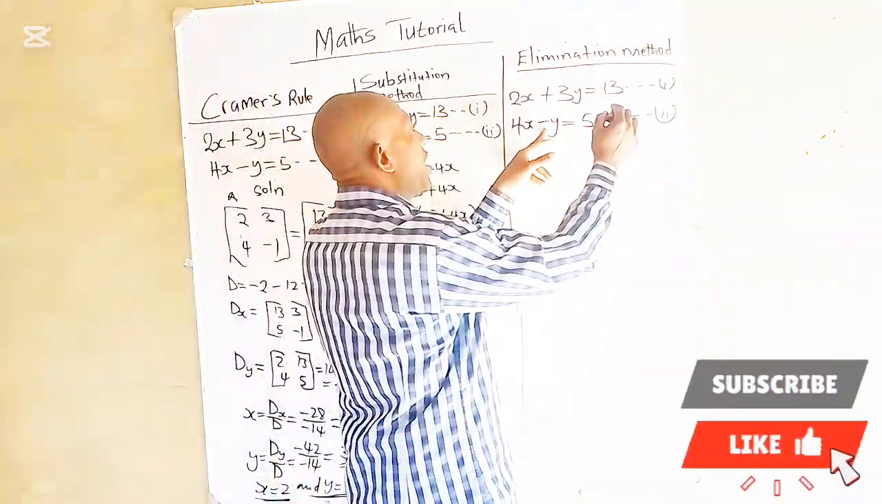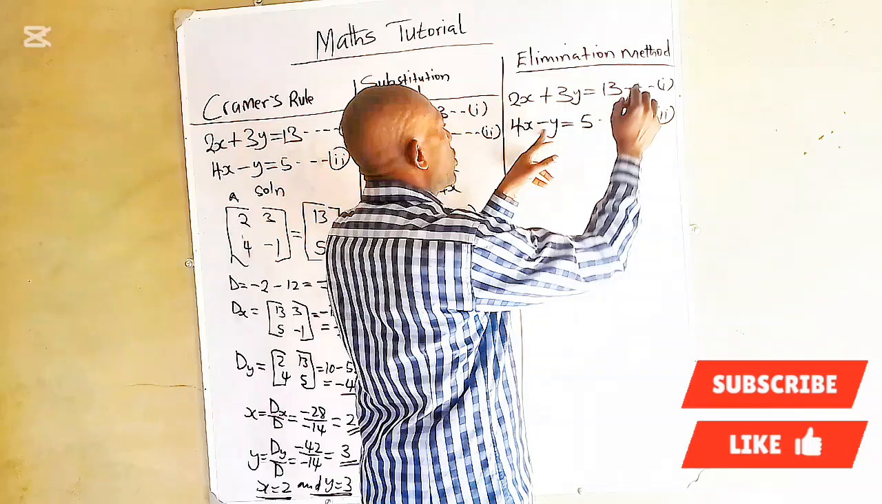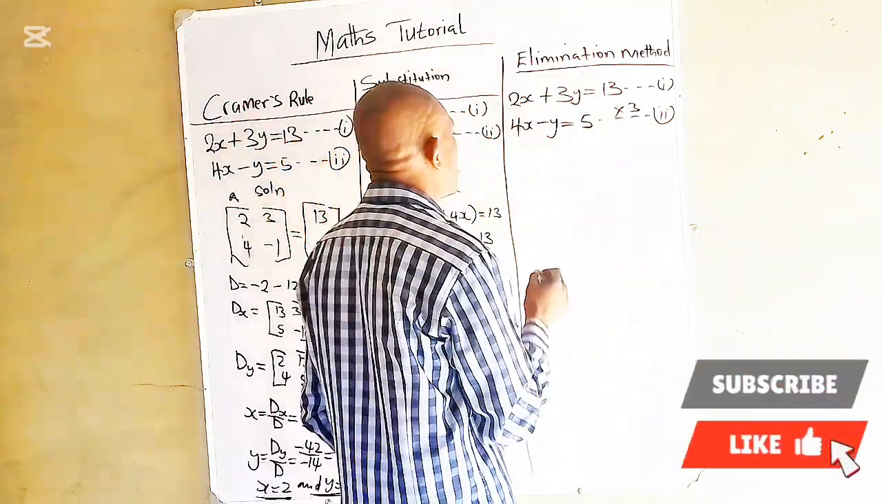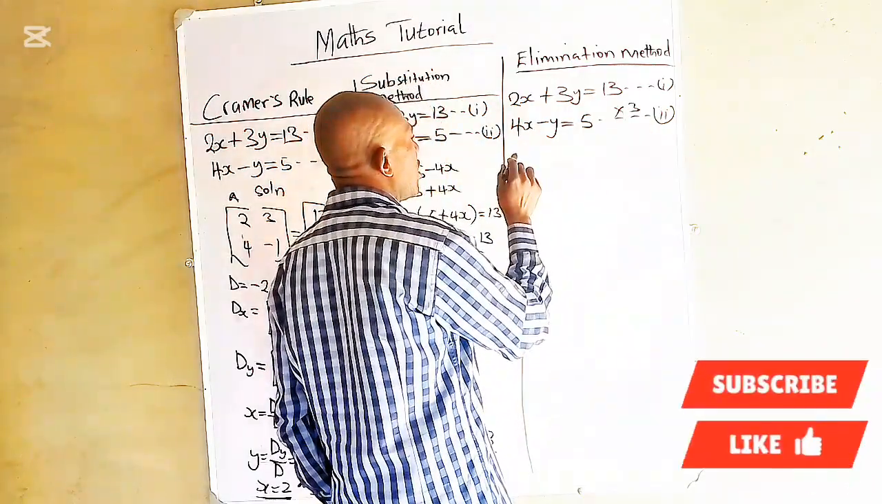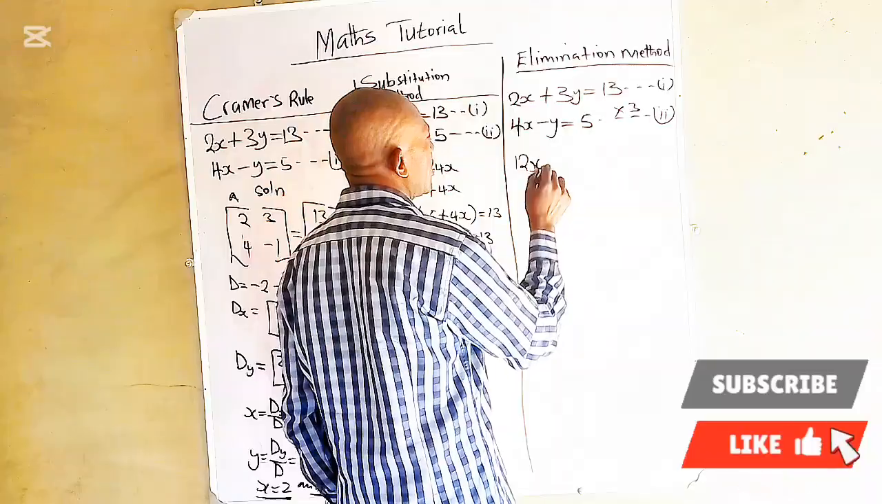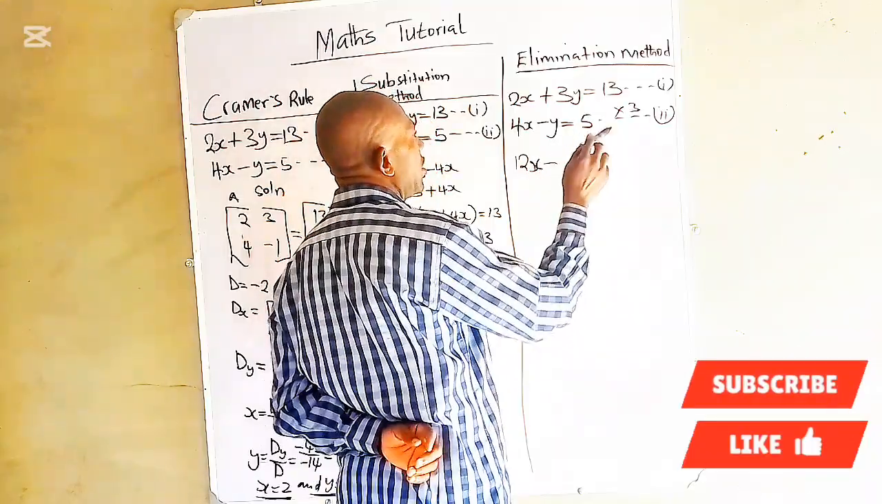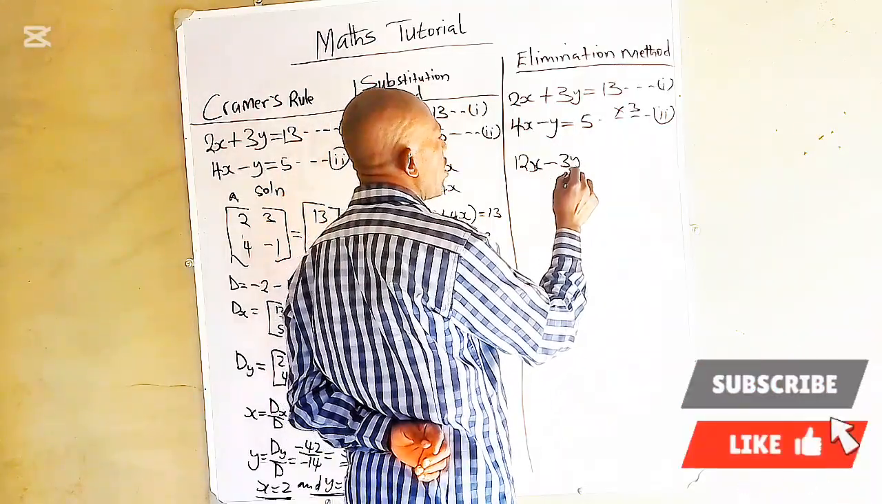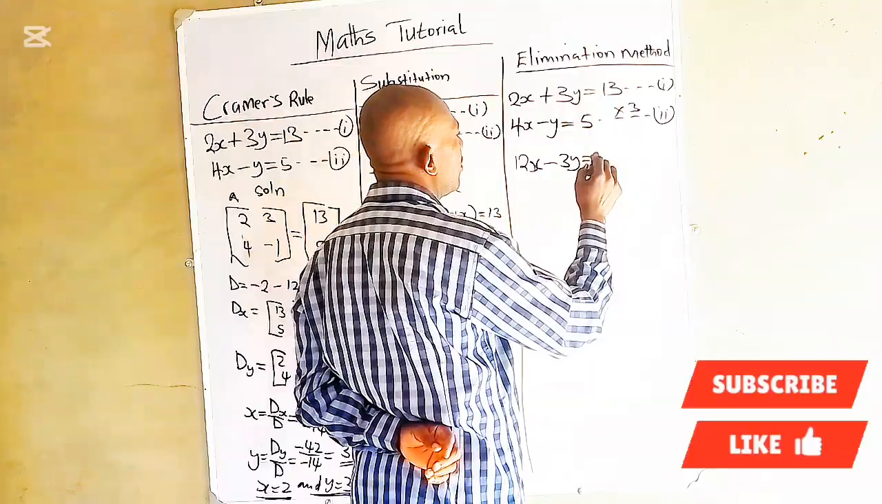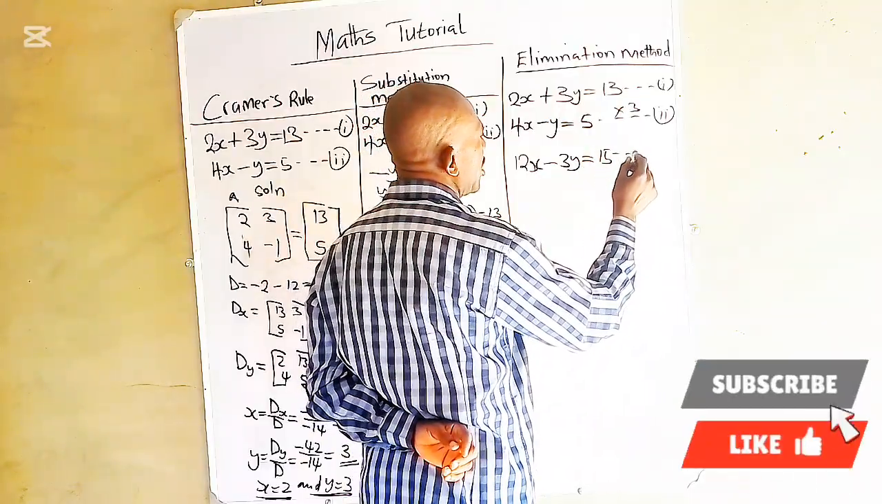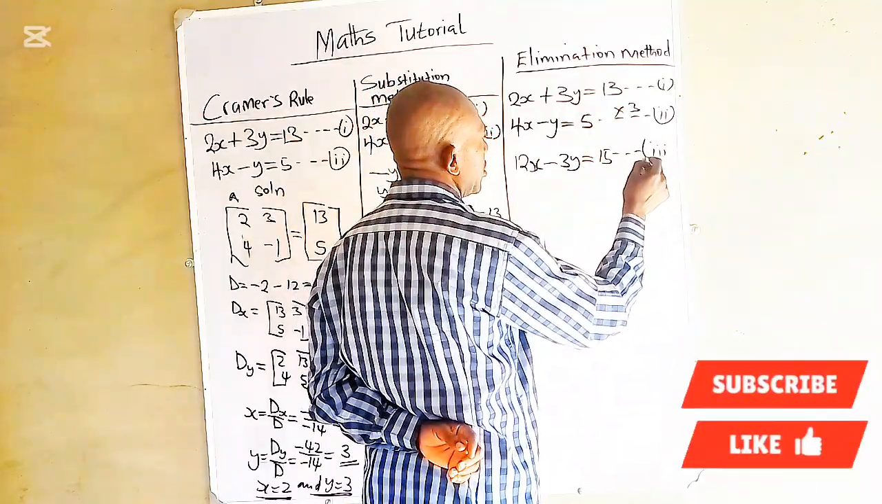So we are going to multiply equation 2 by 3 to form equation 3. So 3 times 4x we have 12x. Then 3 times y we have 3y. 3 times 5 we have 15. And this makes it equation 3.